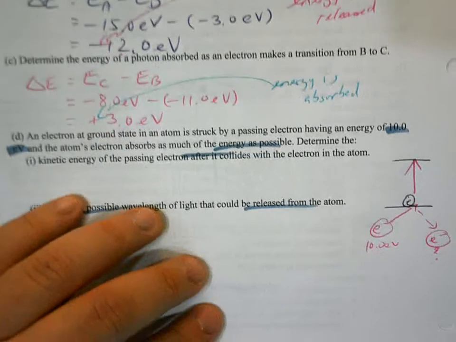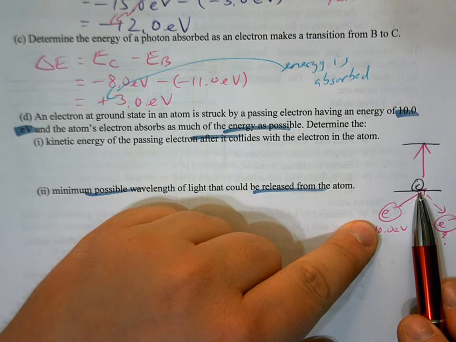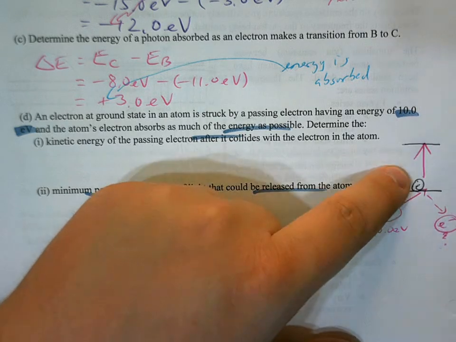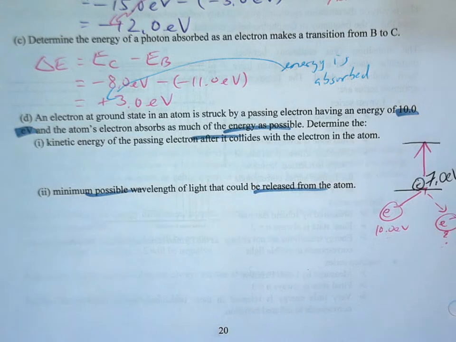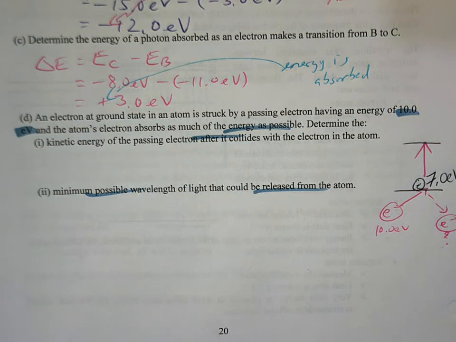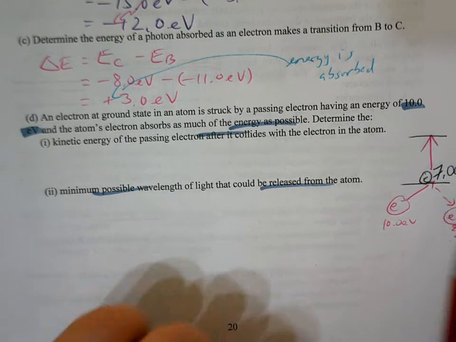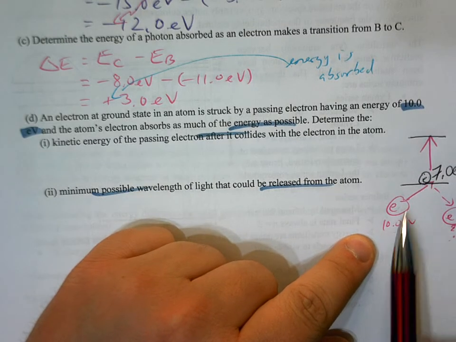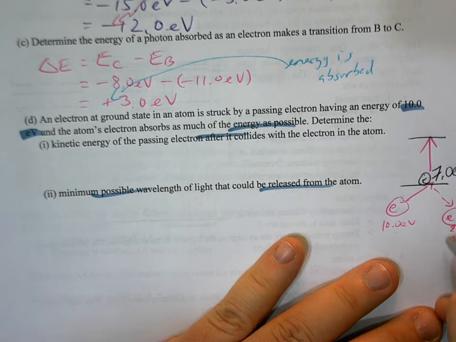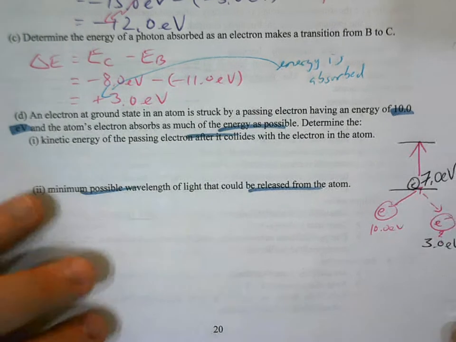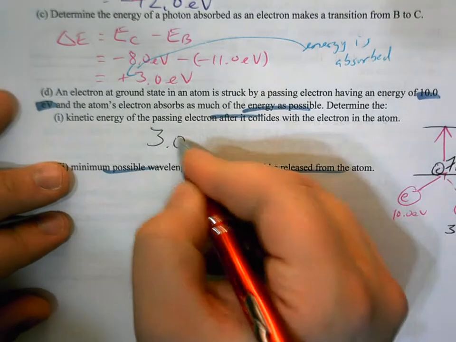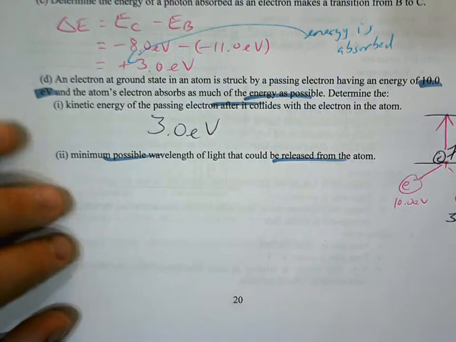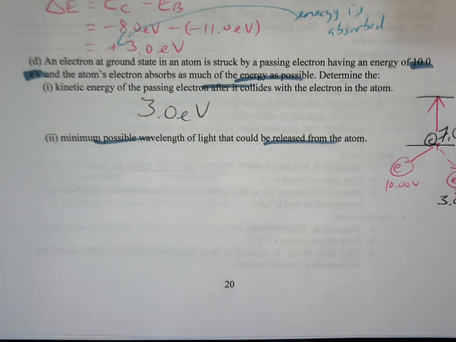So what's going to happen here is that electron is going to come in, this one with 10 eV. The electron in the ground state is going to take 7 electron volts of energy. That's the most it can take from this electron to get up to its highest state. So if the ground state electron robs this passing electron of 7 electron volts of energy, it's only going to have 3 electron volts of energy left after it passes. So the kinetic energy of that electron after it passes is only going to be 3 electron volts. That's how much remains after that electron in the ground state robbed it.